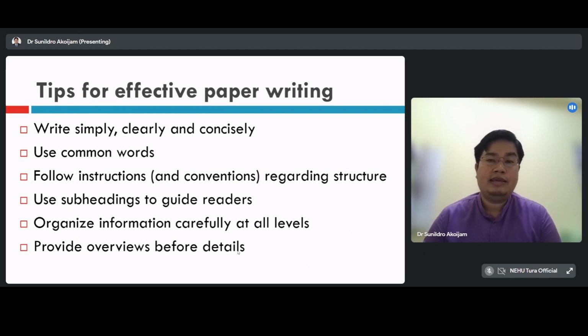And then organize information carefully at all levels. You should be very careful about how you arrange your information, so that it creates a logical sequence and proper linkage, and when the readers read it, they understand things very easily. Next, provide overviews before details. Before you go into details, you should always try to give an overview of what you are going to discuss in detail.